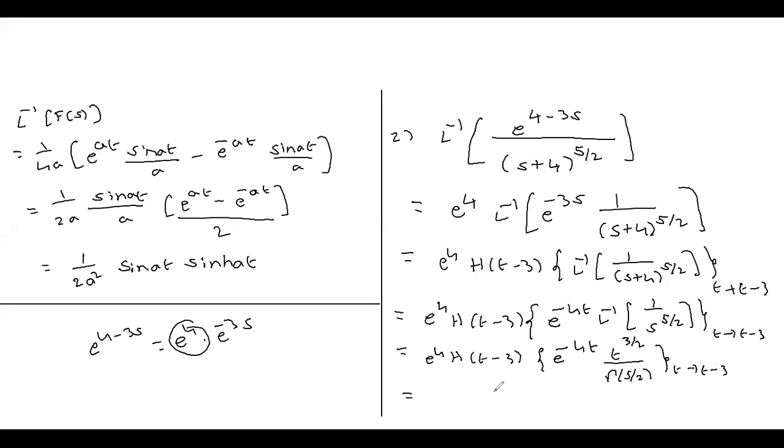So how can I write this? Now bring constants outside. What is the constant? e power 4 by gamma of 5 by 2. And you know what gamma of 5 by 2 is? That is 3 by 2 into 1 by 2 into root pi. So H of t minus 3. Now wherever t is there, I have to replace t with t minus 3. So this is e power minus 4 into (t minus 3), and replace t with t minus 3, whole power 3 by 2. That's it. Do you understand? Yes, sir. So it is a combination of the second shifting theorem as well as the first shifting theorem. Is that okay?